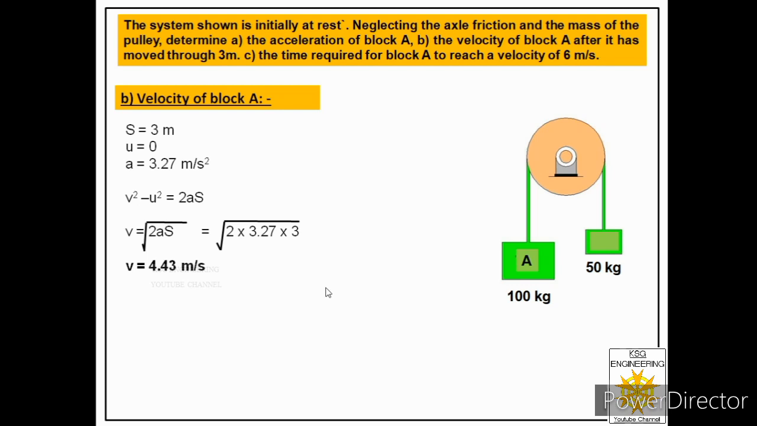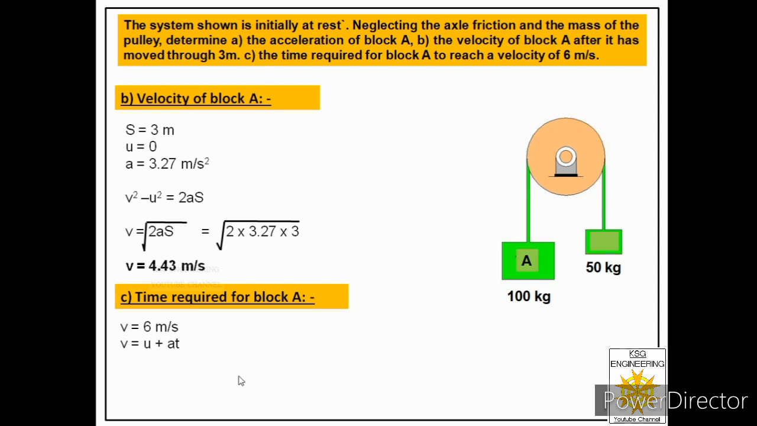Now let us solve the C part. In the C part, we have to find the time required for block A to reach a velocity of 6 meter per second. So in this case, we have final velocity as 6 meter per second, and initial velocity, we know it is 0. So we can apply v is equal to u plus at to find the time. Final velocity is 6 meter per second, u is 0, acceleration is 3.27. Now from here we'll get the value of time as 1.83 seconds.